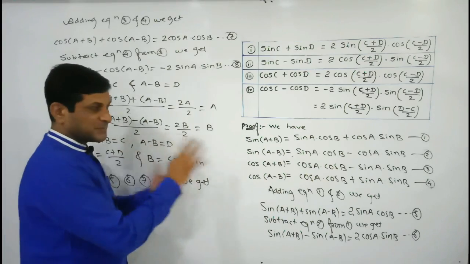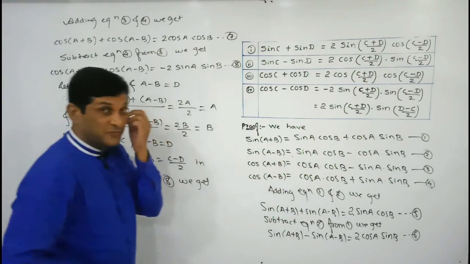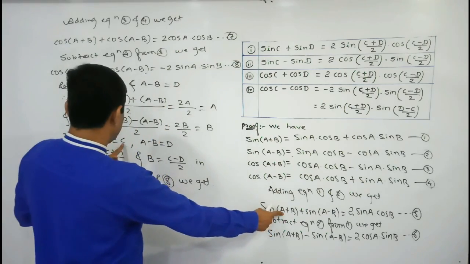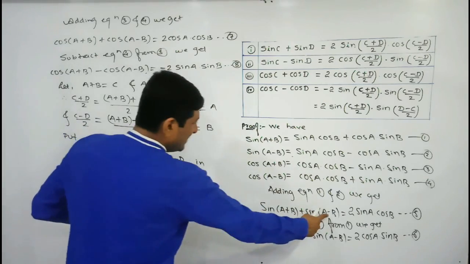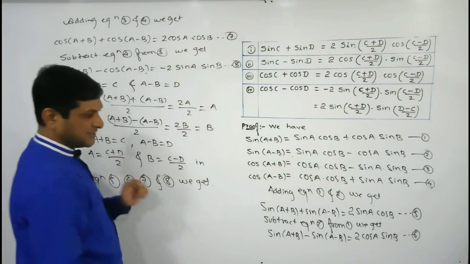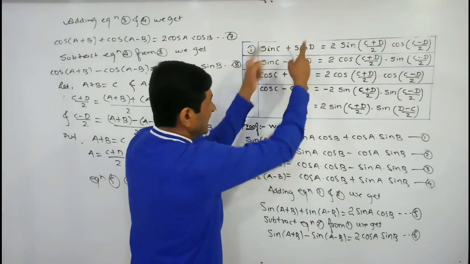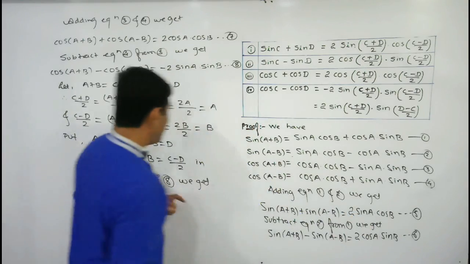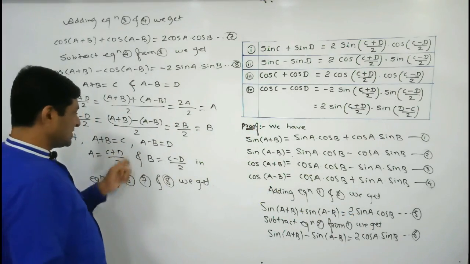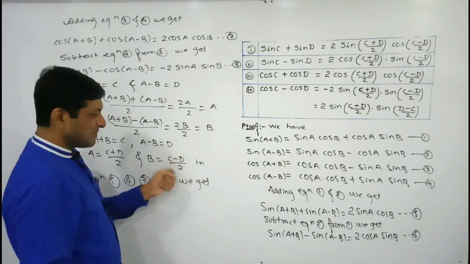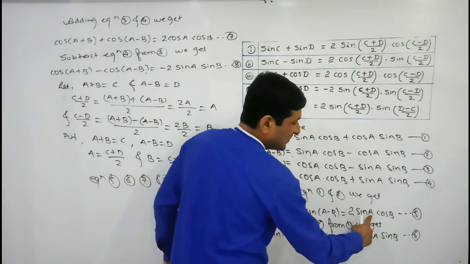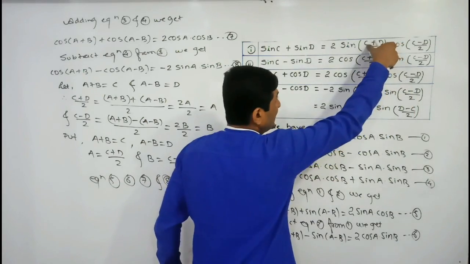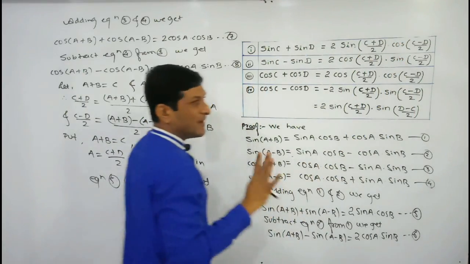So first we are substituting these values in equation number 5. Here A plus B can be replaced by C, as we have already seen, and A minus B can be replaced by D. So on this side we will get sin C plus sin D. To keep it as it is, sine also as it is, A can get replaced by (C plus D) upon 2, and B can get replaced by (C minus D) upon 2. So we will get our first required result.